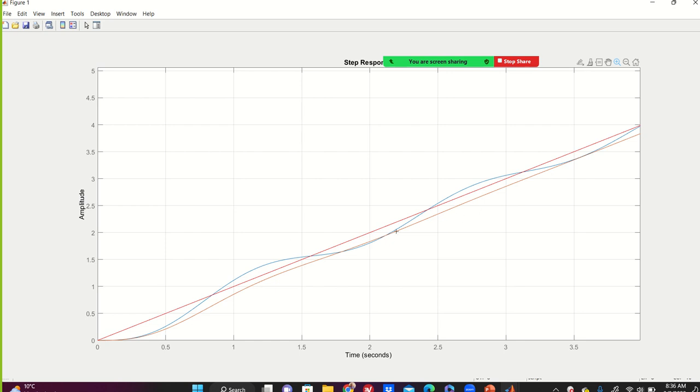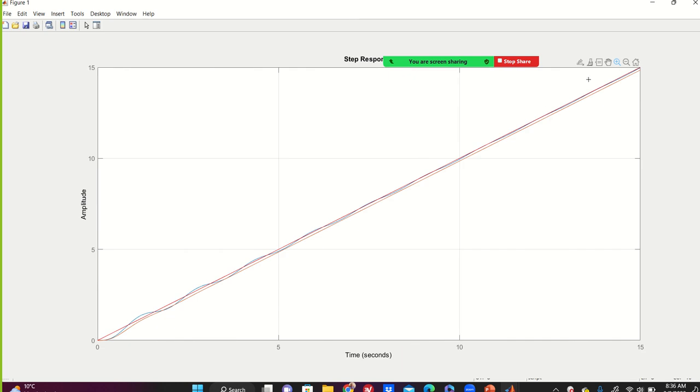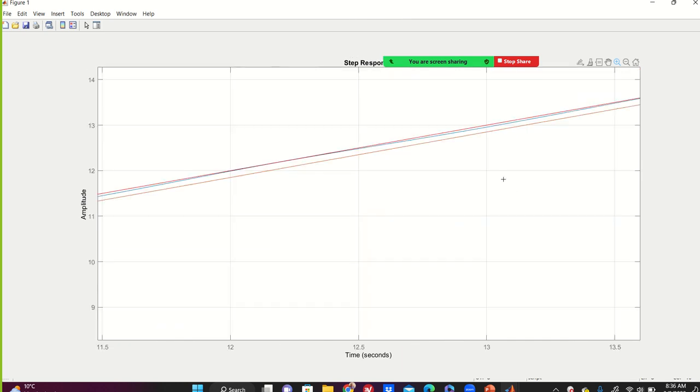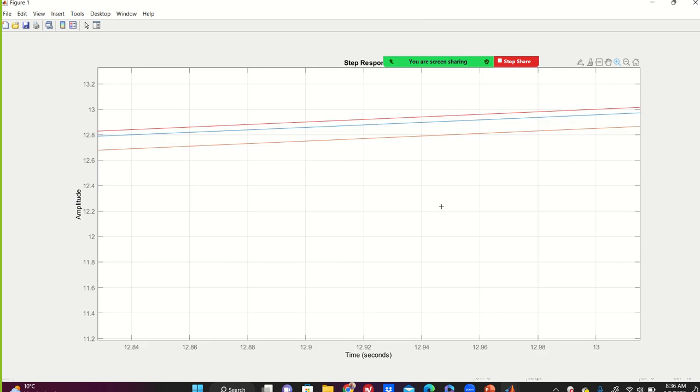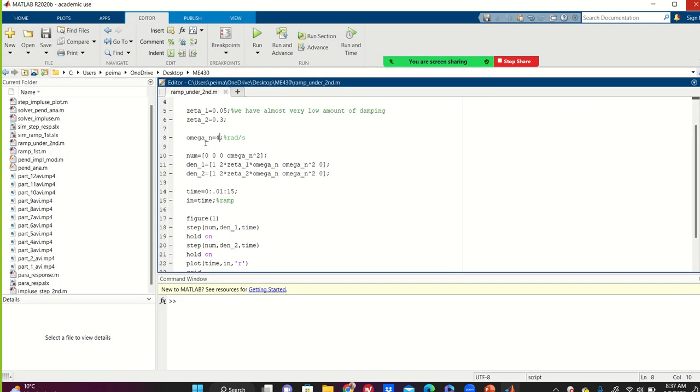But the oscillation of the low damping continues until when? Look here, we still have the transient. So let me run it for 15 seconds and see if this settles down.